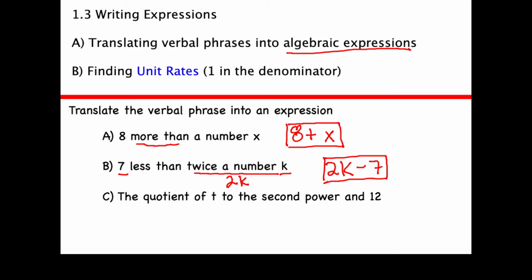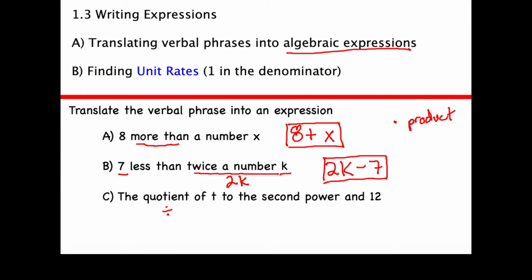Let's see what other kind of phrases we might find that might help us out. The quotient, so first thing I'm thinking is, what is a quotient? Well, when you add two numbers, you're adding, you're finding the sum. When you're subtracting, you're finding the difference. If you multiply, you're finding the product. If you find the quotient, remember that we're dividing.